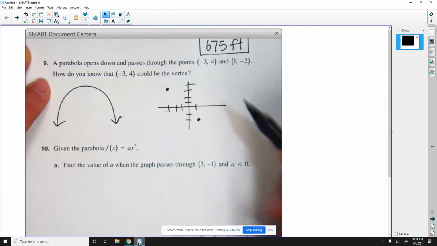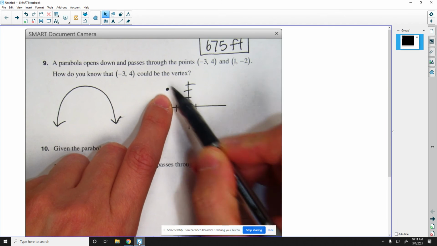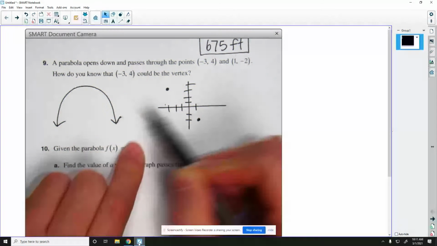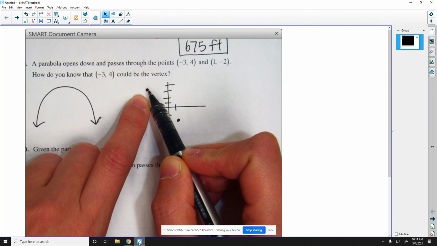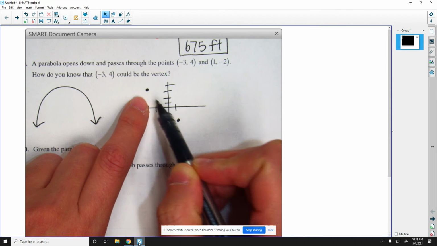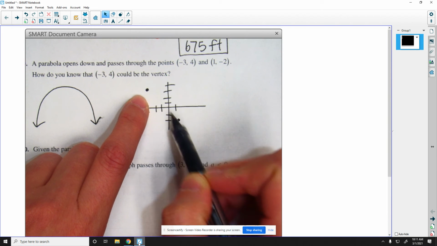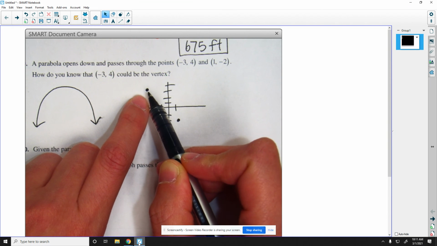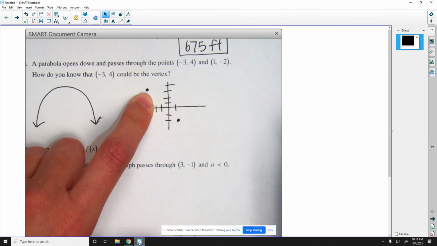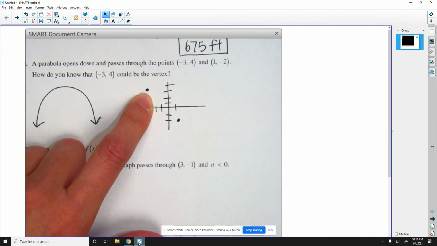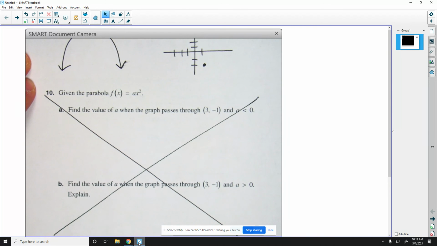How do you know that negative 3 comma 4 has to be the vertex? They're saying one of these is the vertex. And since I know it opens down, this one has to be the vertex. So I'm not going to answer that. I think I've kind of made it clear what they're asking you. How do you know that this point out of these two has to be the vertex? This one has to be the vertex if I know that this picture opens down. So just write as a quick sentence how you know that. And then guys, for number 10, let's just skip number 10.